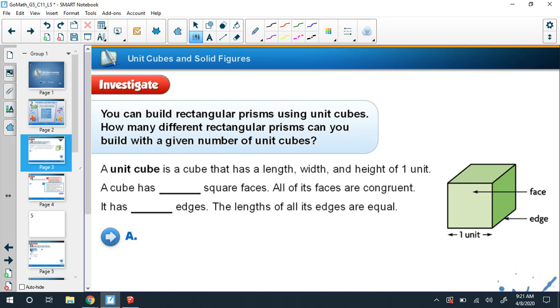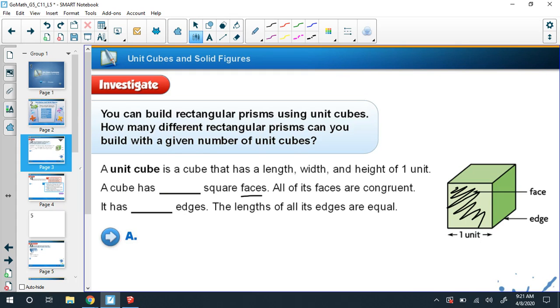The first thing we're going to discuss is some of the features that we have when we're talking about cubes and really any rectangular prisms. So on a cube, we have faces. A face is any flat surface that makes up part of our three-dimensional shape.